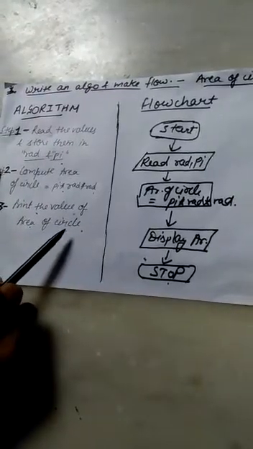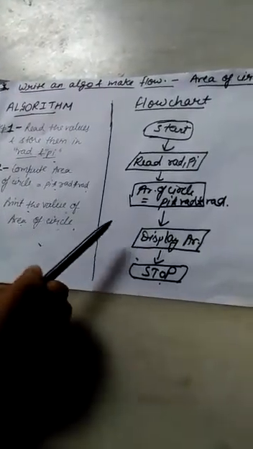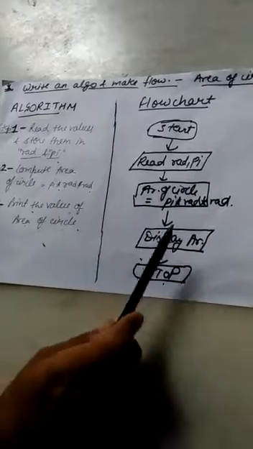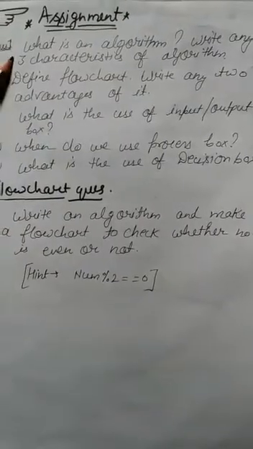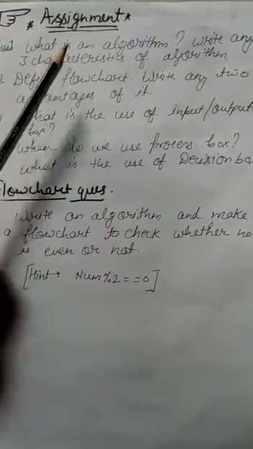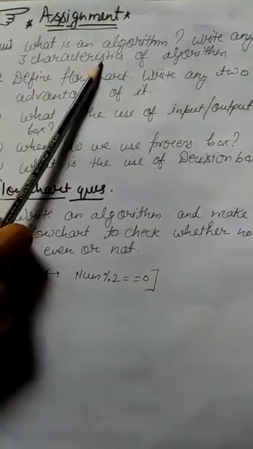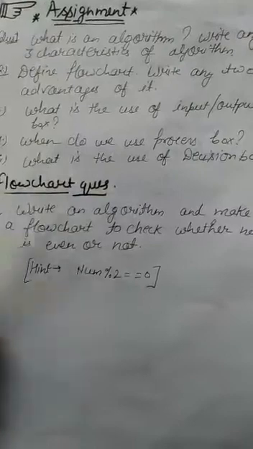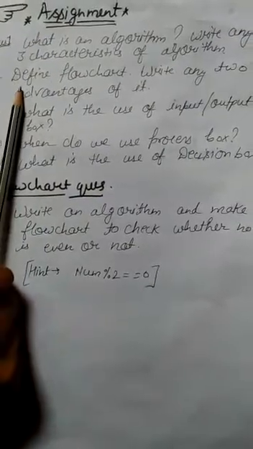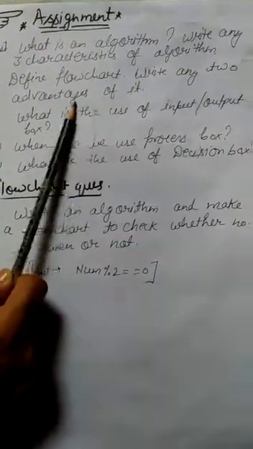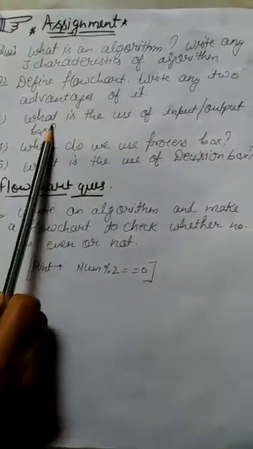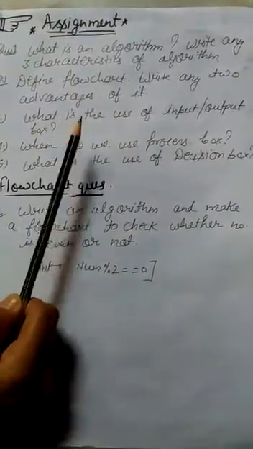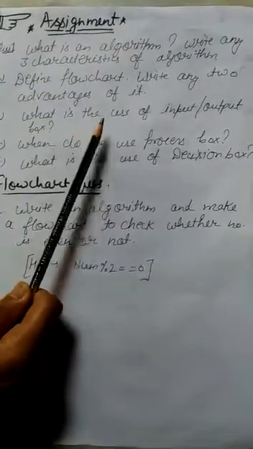After that, I'll give you some homework regarding this, and for that you have to write the algorithm as well as the flowchart. So class, your assignment question number 1 is, what is an algorithm? Write any 3 characteristics of an algorithm. Okay, you have to put the headings and define it also. Second is, define flowchart. Write any 2 advantages of it. Any 2 of your choice you can write. Then third one is, what is the use of input and output box? You have to draw the box also, and you have to write the use.